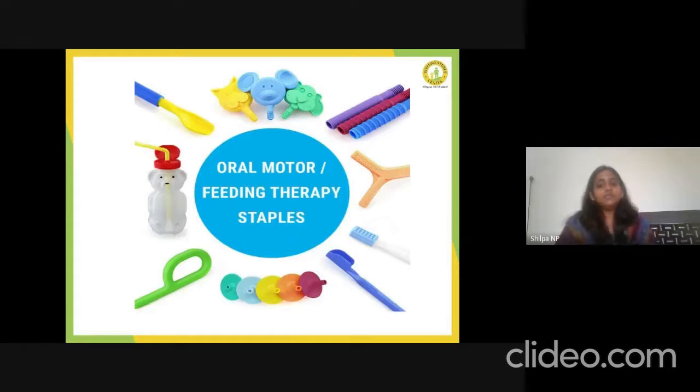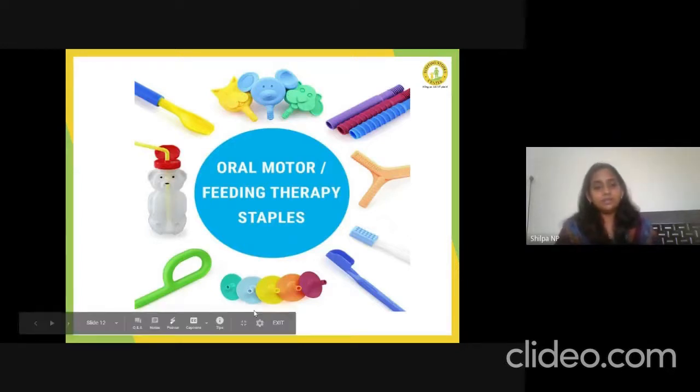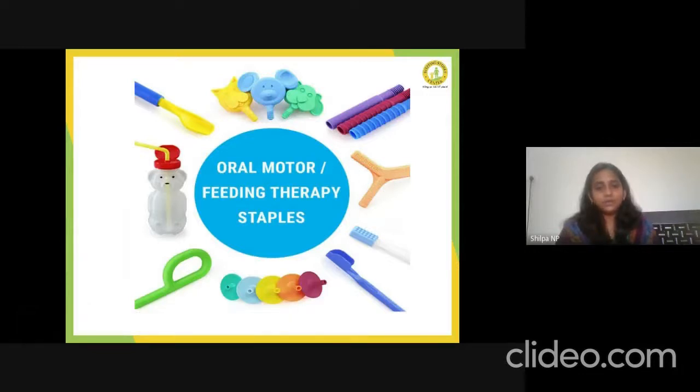So we use different kinds of tools. These are tools. Mainly these in the picture are from oral placement therapy. Oral placement therapy, OPT, is one kind of therapy wherein we use different kinds of tools to get motor movements from the child.